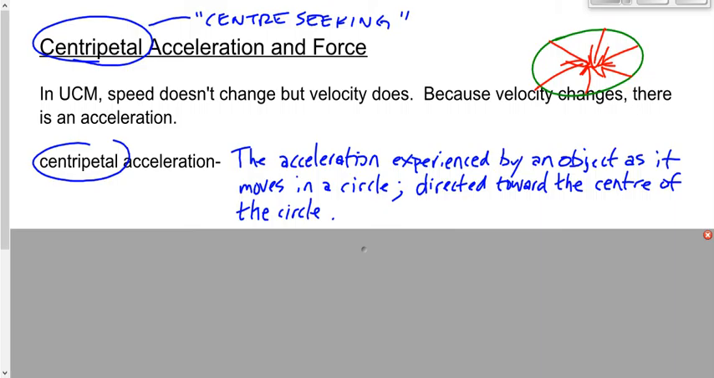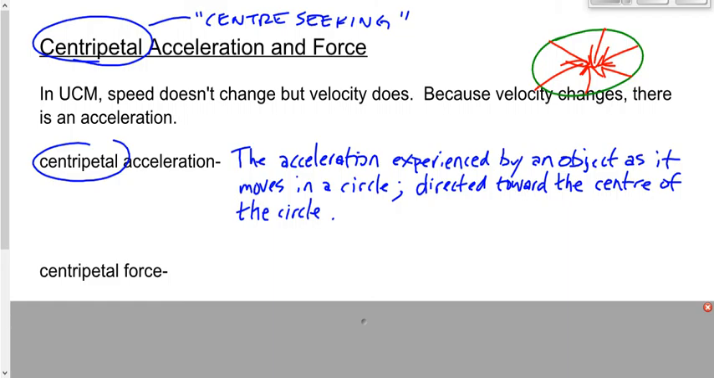Well, let's talk about another term, centripetal force, and then we'll come back to how the acceleration can be directed toward the center of the circle. The centripetal force is the force experienced by an object as it moves in a circle. It's the force directed toward the center of the circle.